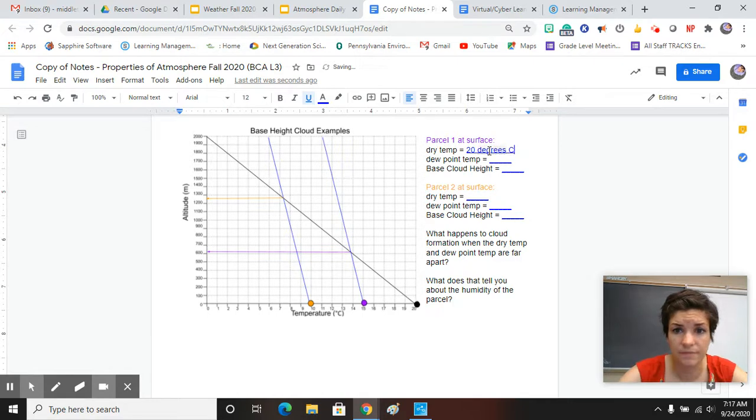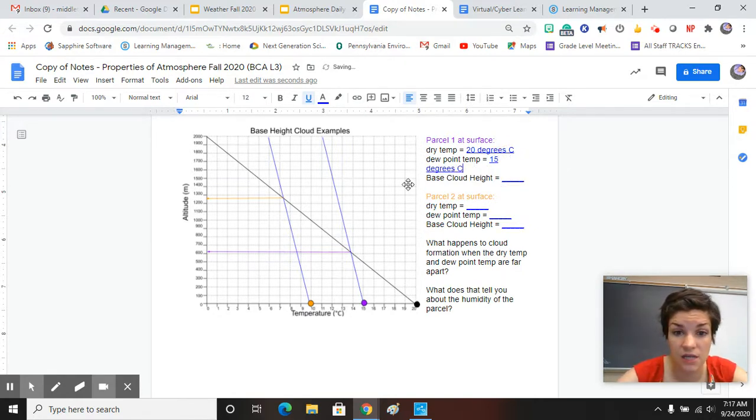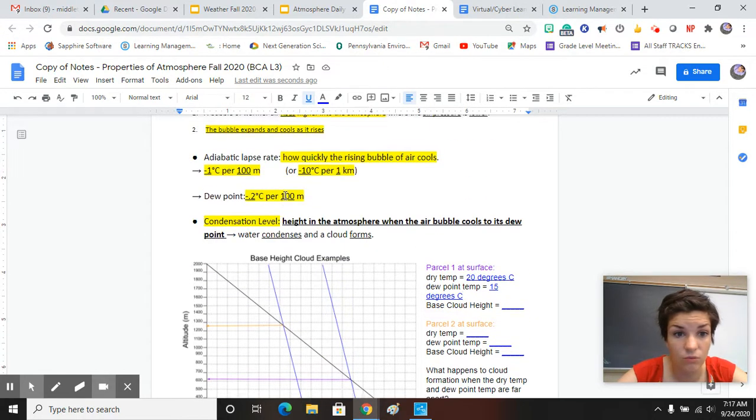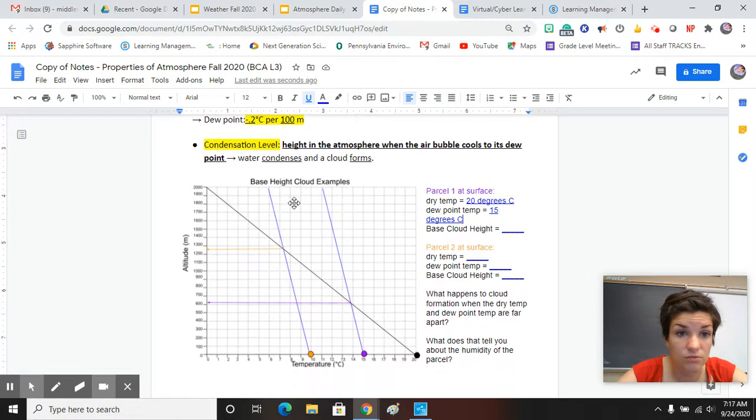Degrees C. All right. And the first one it has is this purple dot. This is if it was fog already, if it was the dew point. So the dew point temperature is 15 degrees Celsius at the ground level. And all you have to do is say, all right, for every 100 meters, it's going to get cooler by 0.2.